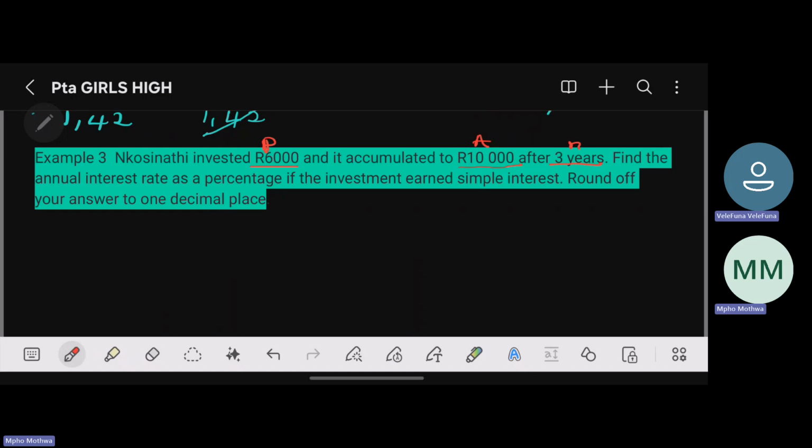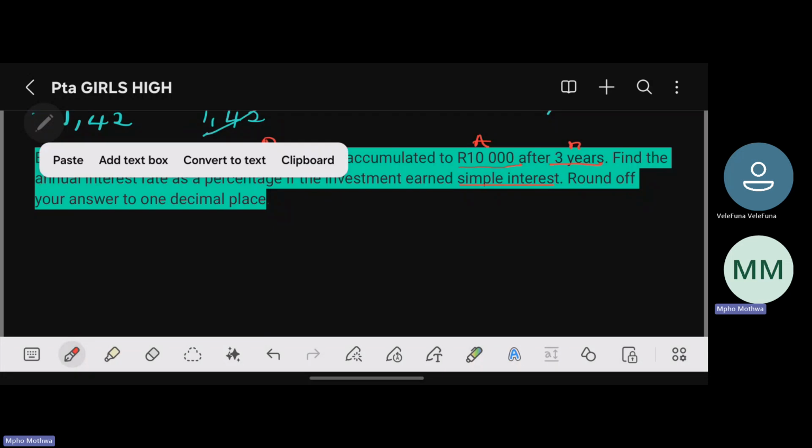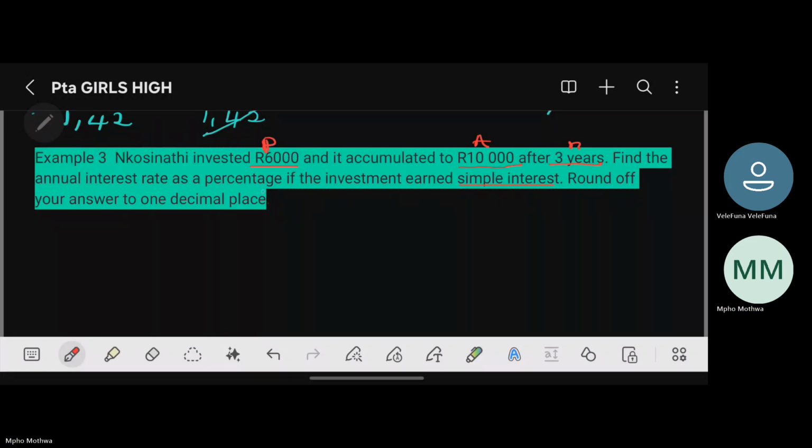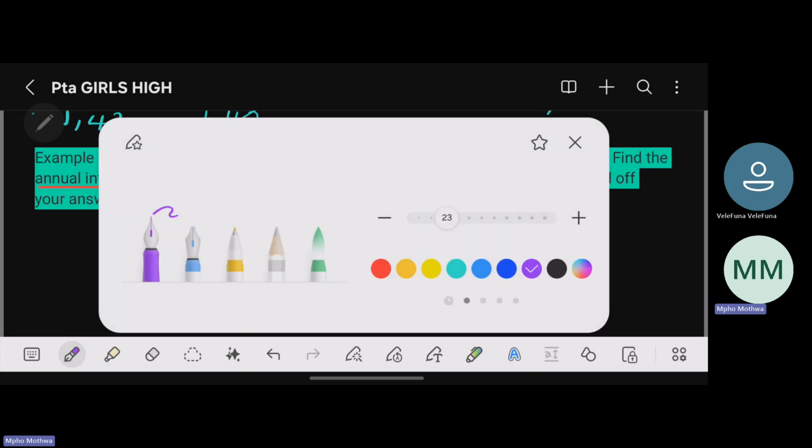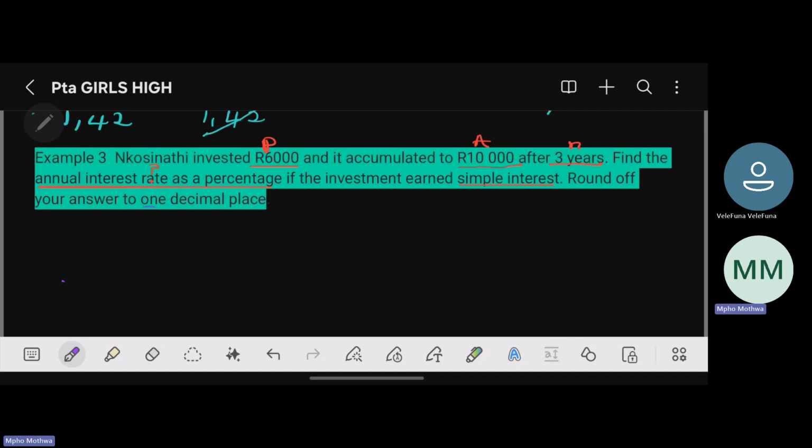And then we need to find the annual interest rate as a percentage. Then the simple interest. So you can even find the annual interest rate as a percentage because this one is the one that we are going to look for. Another important piece of information that you must notice is this one.